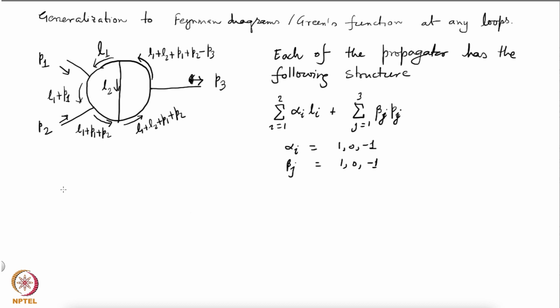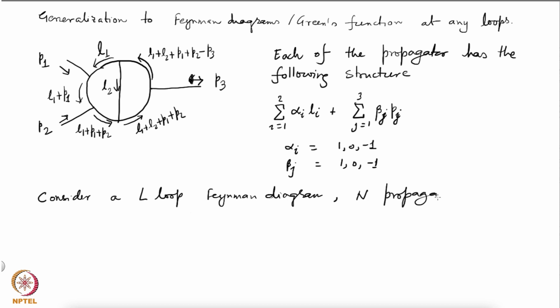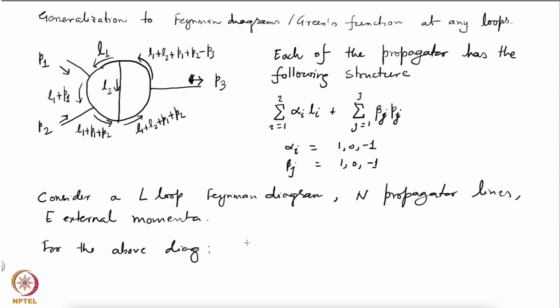So let's consider an L loop Feynman diagram, and it has n propagator lines, and there are E external momenta. For the above diagram, you have L equal to 2, n equal to how much? 1, 2, 3, 4, 5, 6, and E equal to 3.